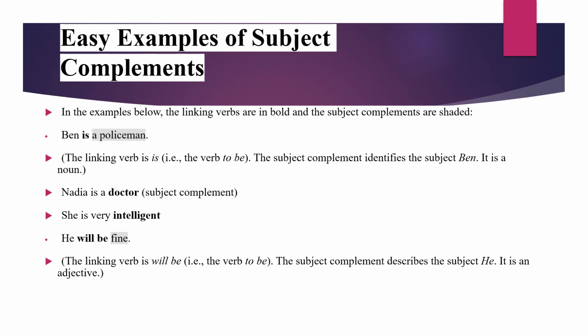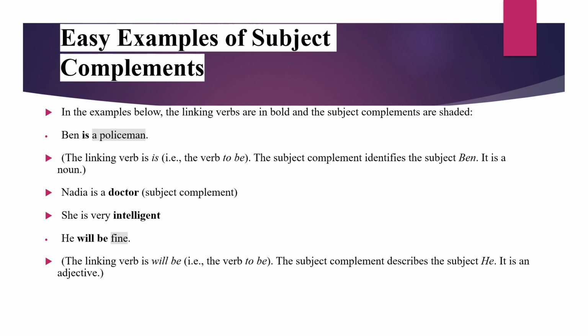In the first sentence, as you can see, Ben is a policeman. Ben is a noun, "is" is our linking verb, and "a policeman" is the subject complement, which is telling you something about Ben. The linking verb is the verb to be, and the subject complement identifies the subject Ben, and it is a noun. Nadia is a doctor. Here Nadia is a noun and the subject, "is" is a linking verb, and "a doctor" is again a subject complement.